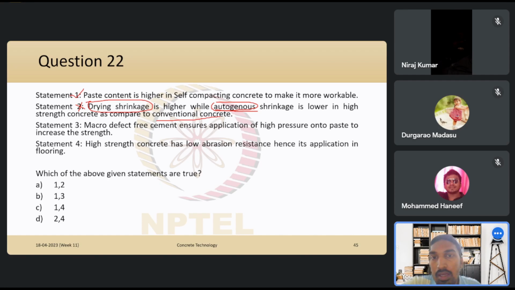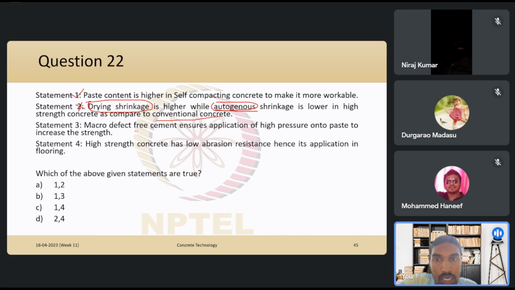So there is not excess water that is getting lost, which is the component that plays a role in the drying shrinkage, right? Because of the low water to cement ratio, you will not see more drying shrinkage in the high strength concrete. So the given statement is wrong because it says the opposite, that drying shrinkage is higher than autogenous shrinkage. It is the other way around. Therefore statement 2 is incorrect.